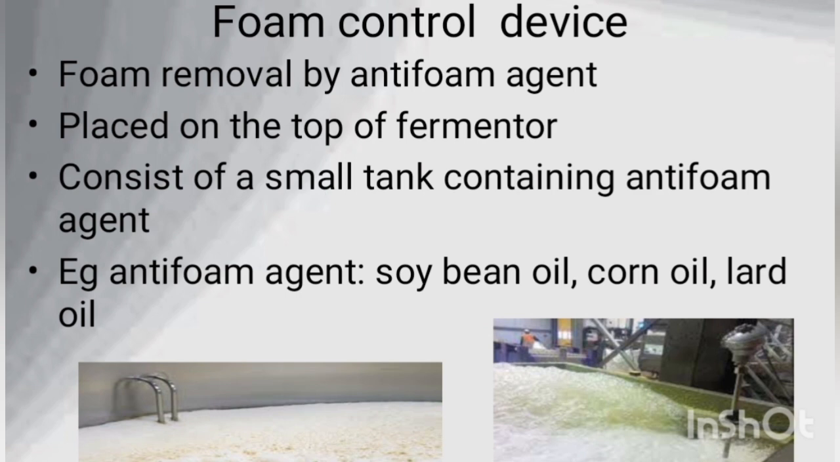Foam control device. It is placed on the top of the fermenter. Foam generated during the fermentation may spill out of the fermenter and cause contamination. So it is necessary to remove the foam from the fermenter. The foam removal is by the addition of an antifoam agent. Examples of antifoam agents are maize oil, corn oil, lard oil, etc. The device consists of a small tank, and that tank contains the antifoam agent. The antifoam agent can break the foam.